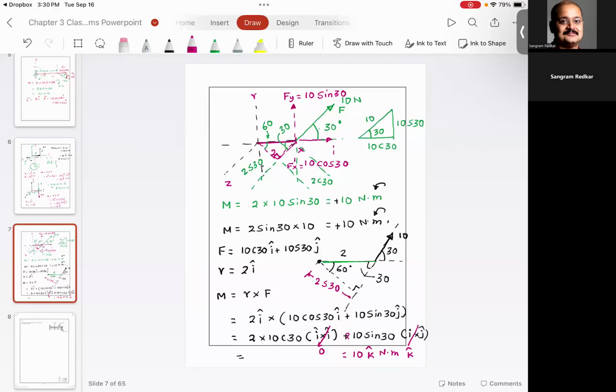Everyone understood this? Now let me ask you a tricky question. If I were to do the same jugglery by resolving the radius, what should I do?